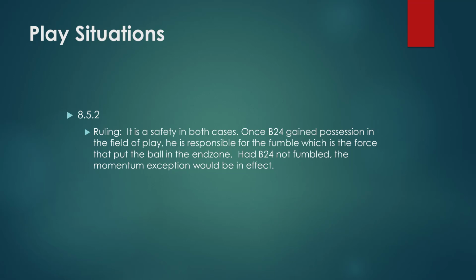The momentum exception applies. When he fumbles, the momentum exception is now gone, and he's now responsible for putting the ball in the end zone, which means he needs to get the football and get it out of there if he wants to avoid the safety. If it stays in the end zone, it's going to result in a safety, and the momentum exception is not applied.